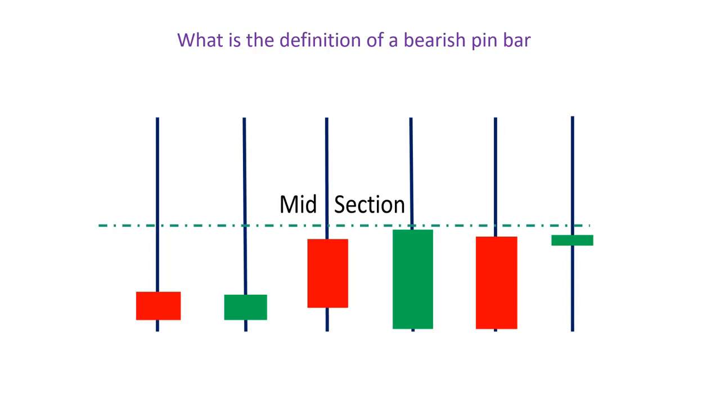If the body of the pin bar is below the midsection of the total length, it is considered a bearish pin bar, regardless of the color. If the body is small relative to the range, and the lower shadow is small or negligible, then the pin bar is considered a shooting star, regardless of the color. You can also use the Fibonacci retracement tool to find out which one is a shooting star.